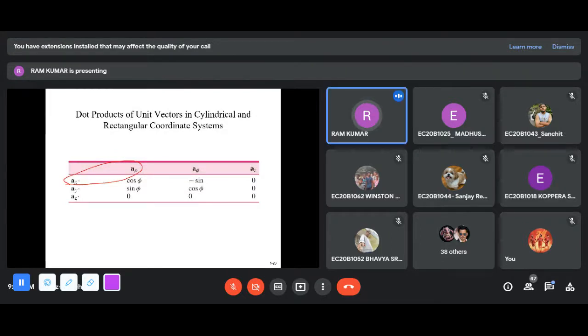So this is actually a dot product of the different coordinate systems, like here, cylindrical and rectangular. As I mentioned, don't confuse it. Rectangular and Cartesian become the same.